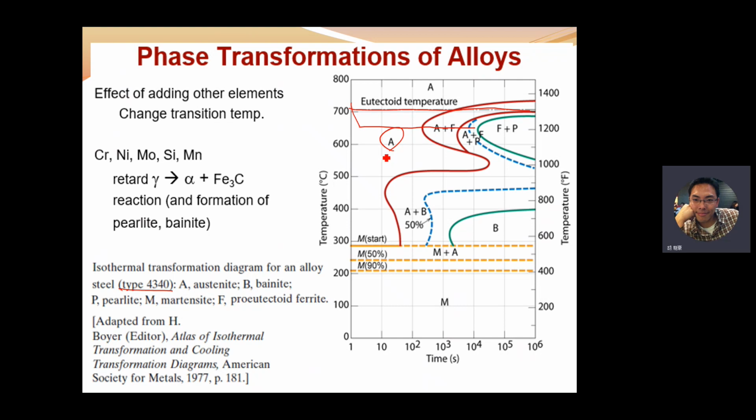Okay, and this austenite will start to transform to ferrite at this time, and finish at this time, and start to form the pearlite at this time, and finish forming the pearlite at this time. Okay, you get what I'm saying?